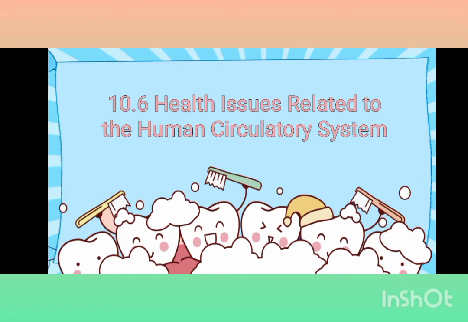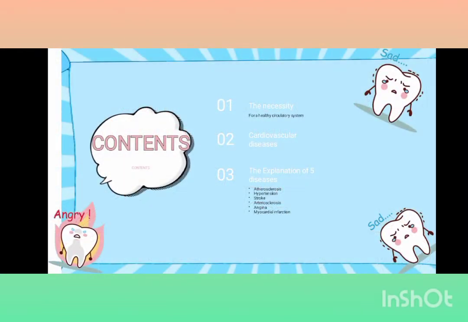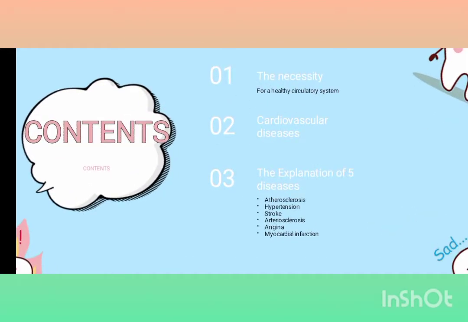Hi, I'm Chelsea. I would like to present about 10.6, health issues related to the human circulatory system. So, these are the content in this subtopic. I will talk about the necessity for a healthy circulatory system, cardiovascular disease, and the explanation of 5 diseases.